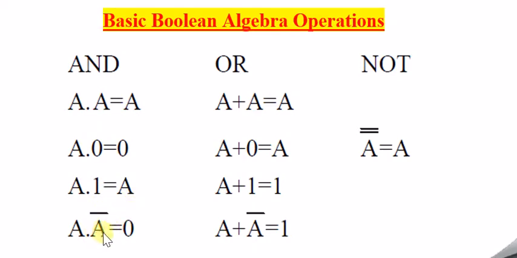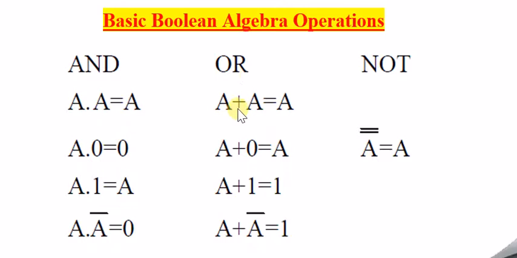A dot A bar is equal to 0. Try to substitute 1 or 0 here. If I take A as 1, then A bar will definitely be 0, so 1 into 0 is nothing but 0. In this way you have to remember. This is just the shortcut tip which I told you to remember. You can follow any of the tricks or tips to understand. So next is the OR operation.